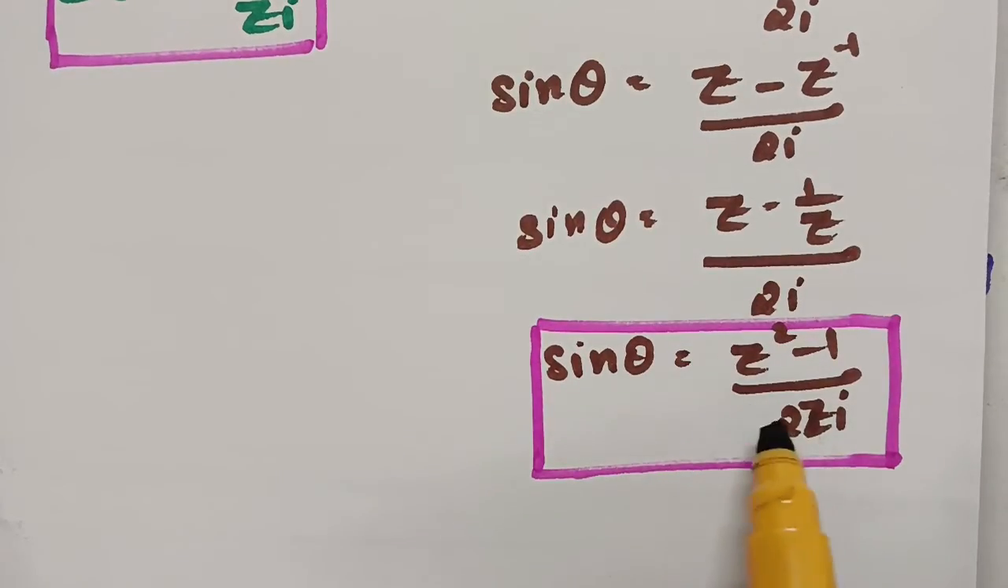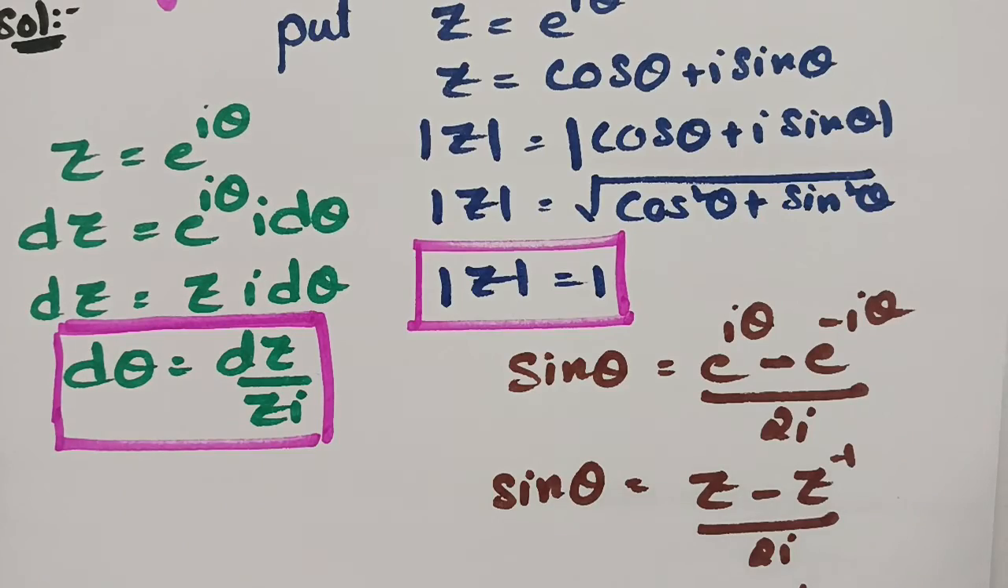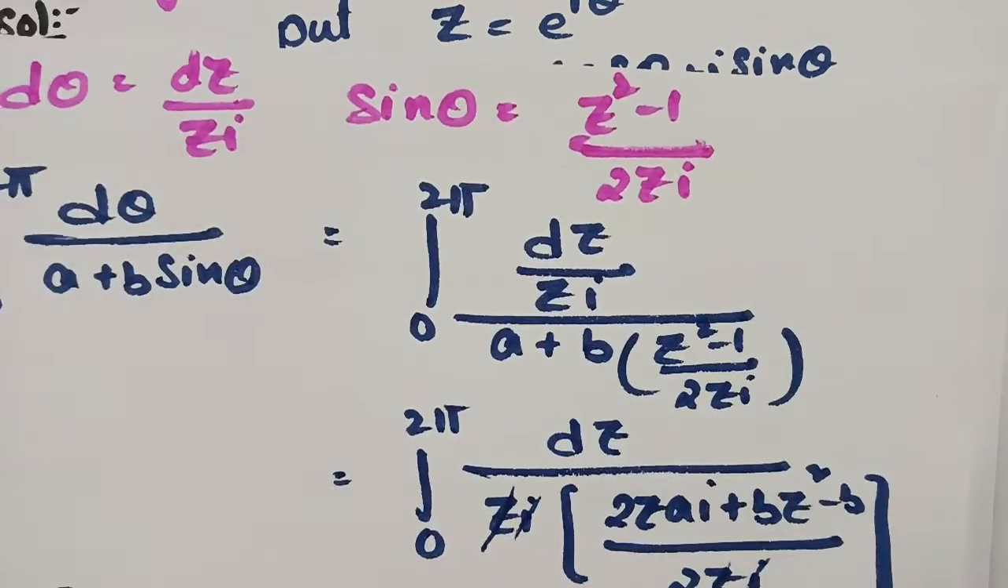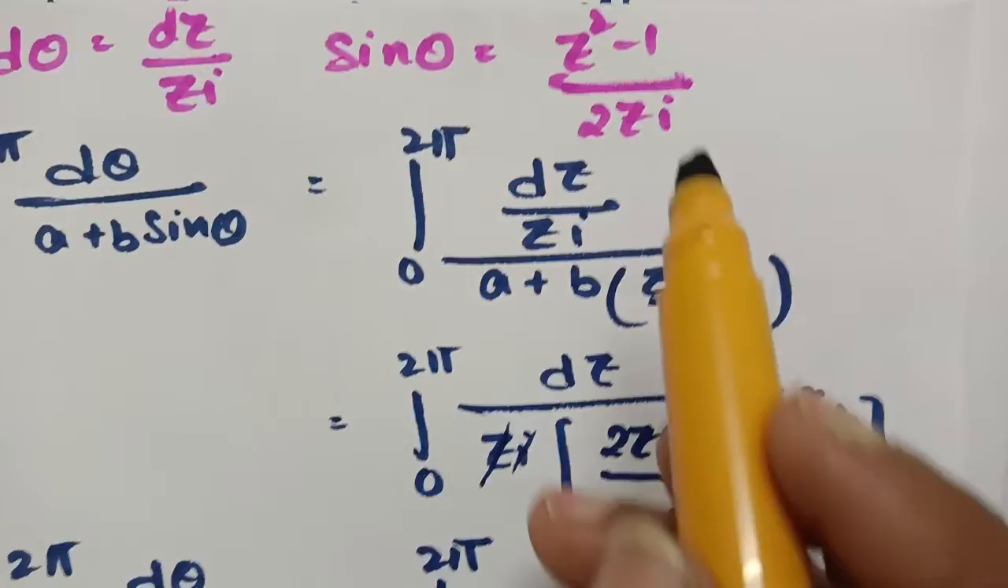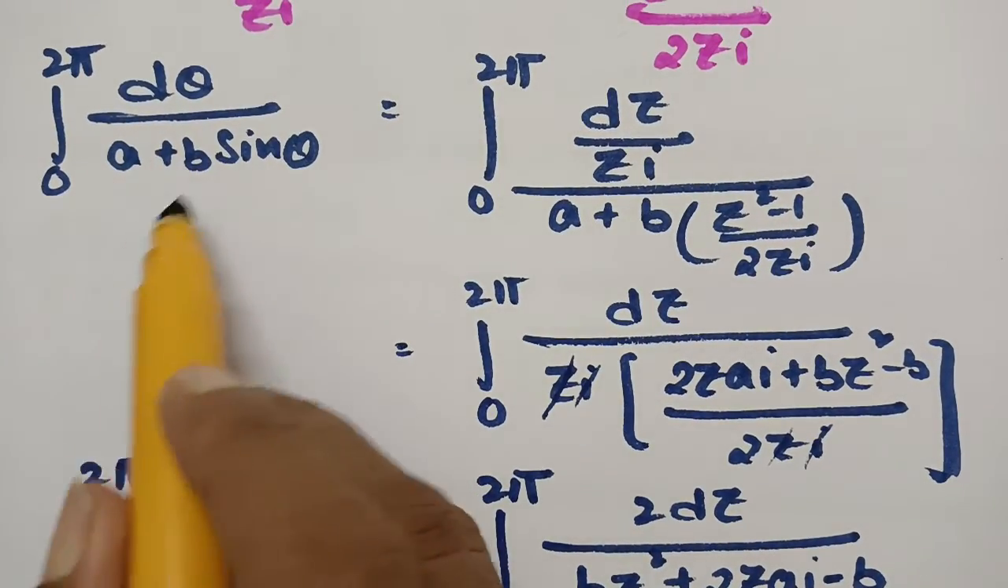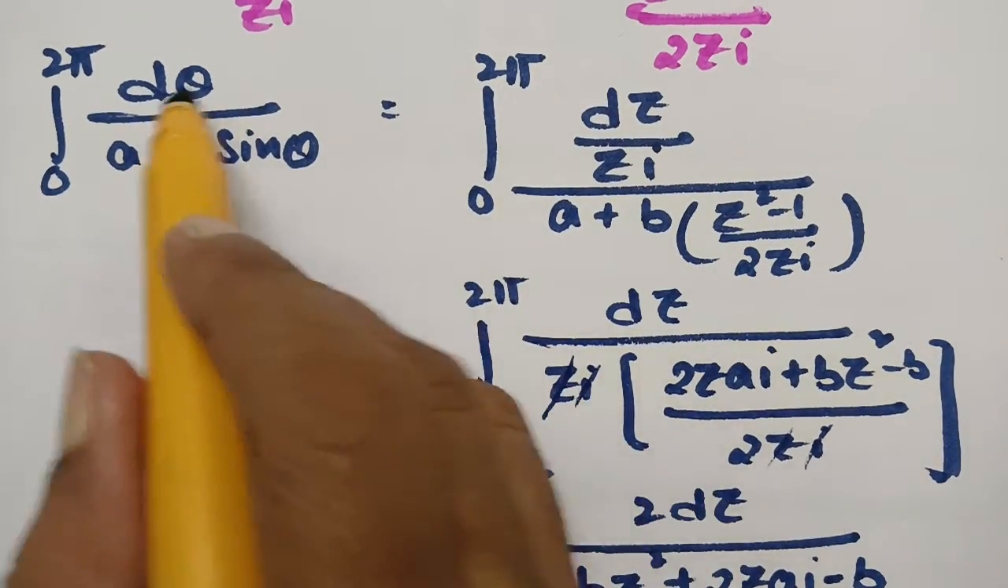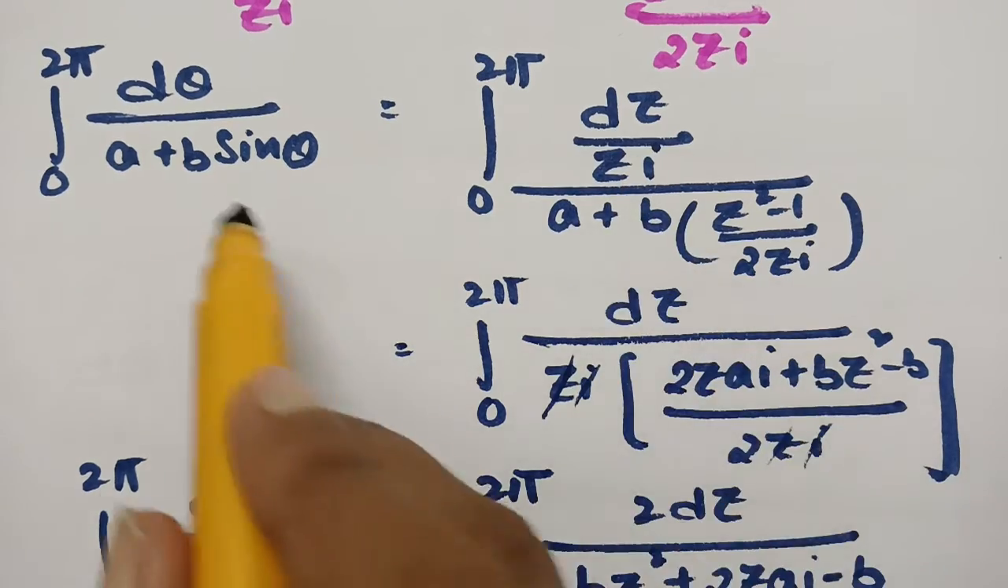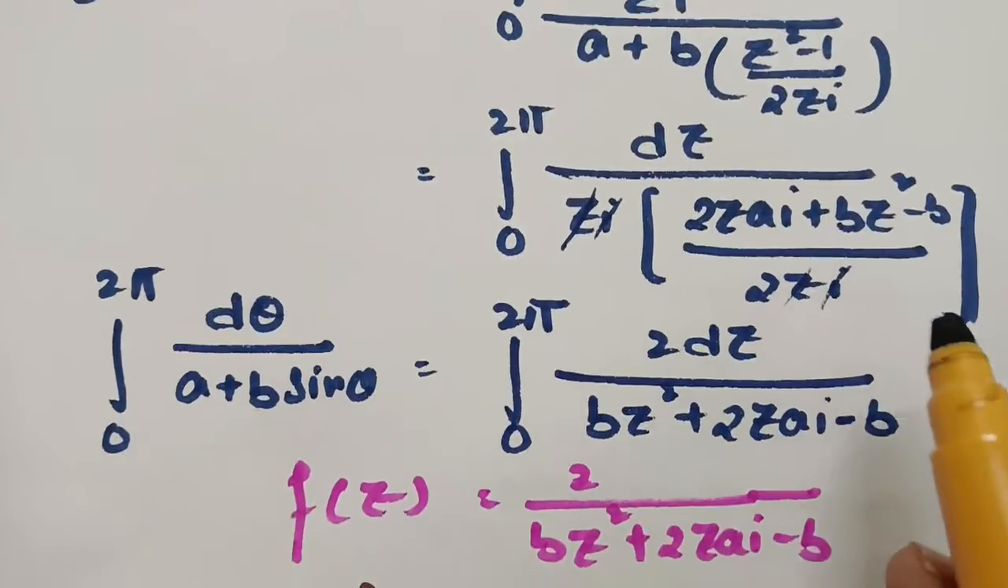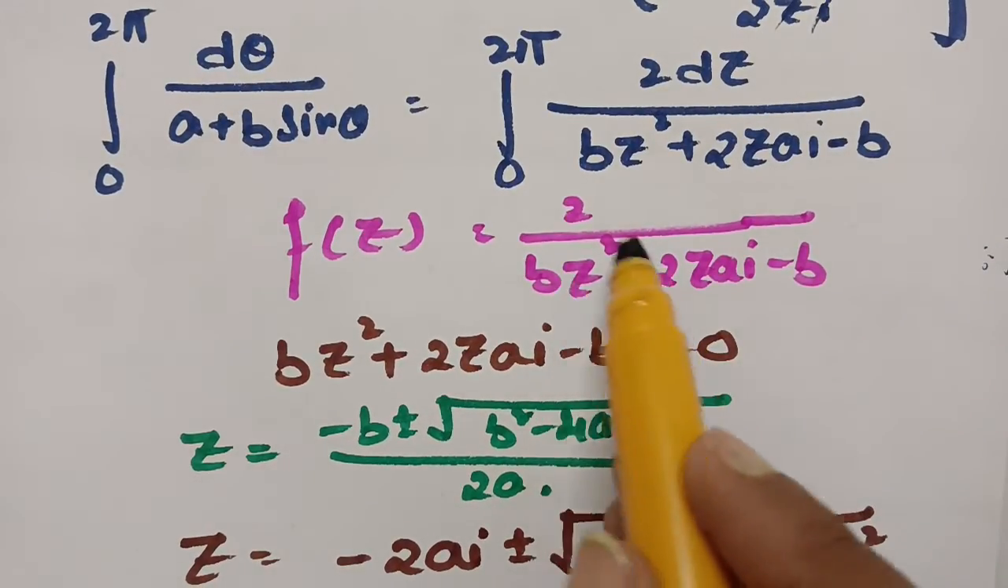So all the values are ready here. The d theta value and sine theta value are ready, so we have to substitute in this integral. I have replaced d theta as dz by zi, and sine theta value is this one. So after calculating, we got f of z as this one.